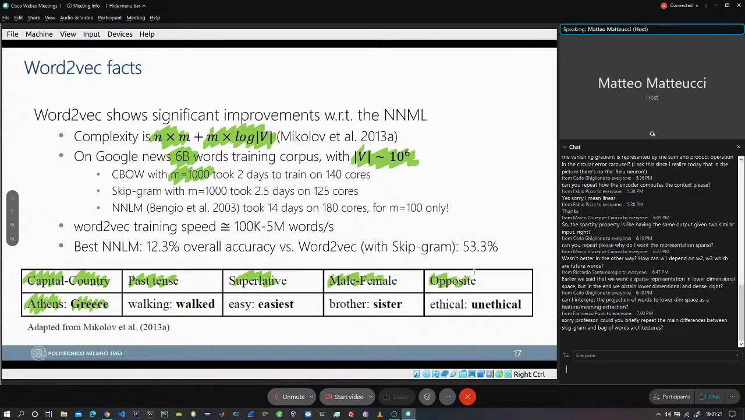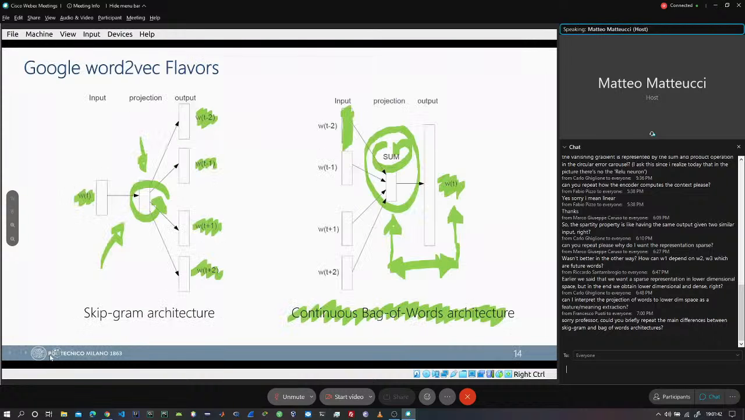There's a question in the chat. Can you please repeat the main differences between the skip gram and the bag of words? Yes, for sure. So the real difference is very simple.